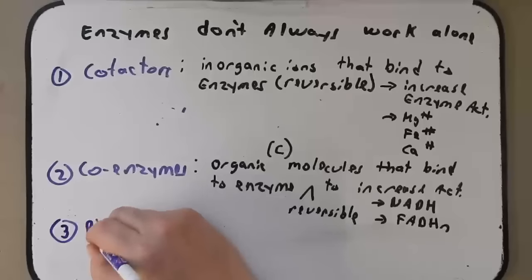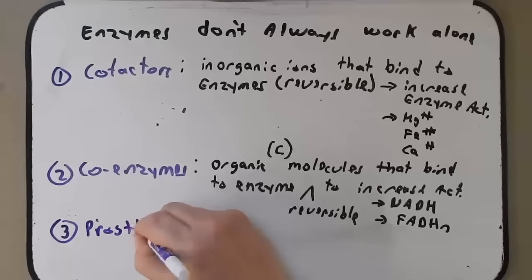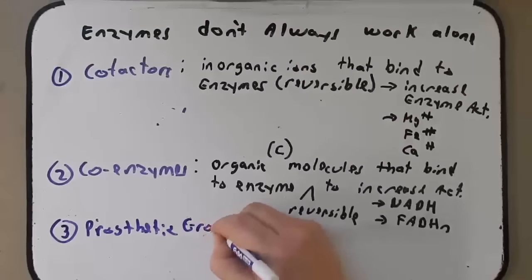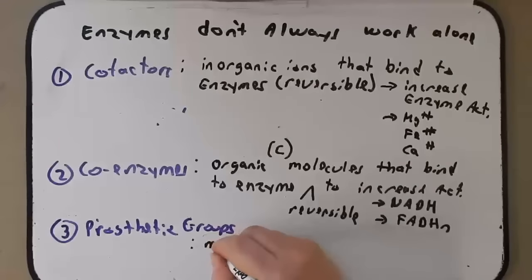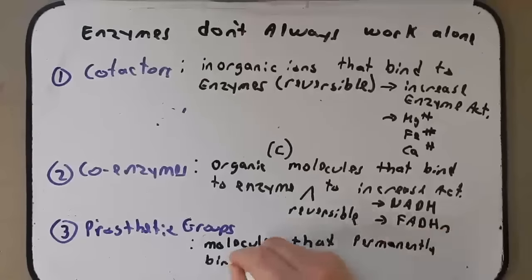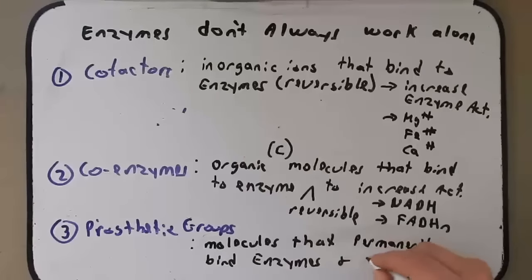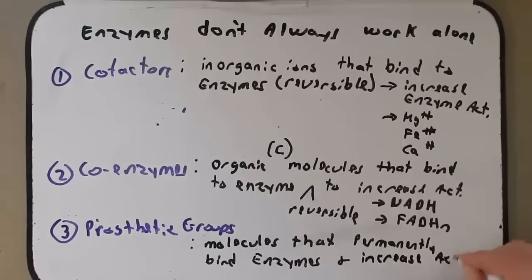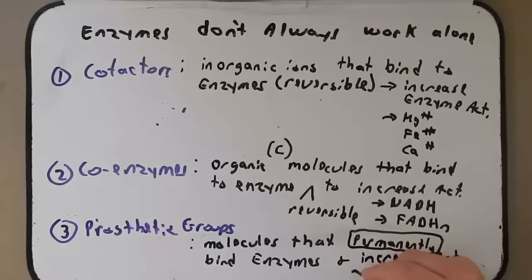Now let's go back to these prosthetic groups. These are molecules that permanently bind enzymes and increase activity. But the key difference here is the word permanently. An example of this is retinol. It binds permanently to a specific enzyme to affect the activity of that enzyme.